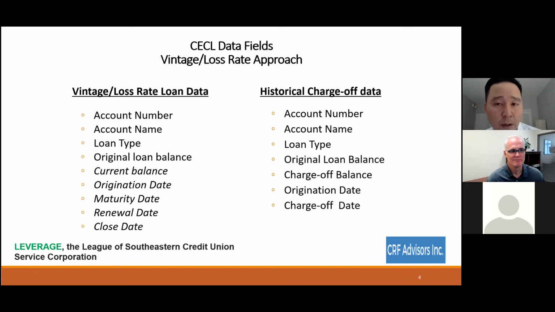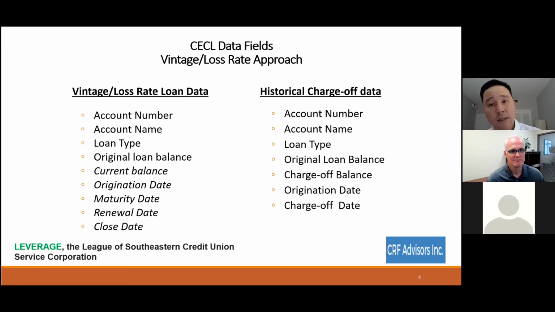Okay. On the right side is the charge-off data. In the event that you've had charge-offs, the main information that we want to obtain is the account number, account name, again the loan type, the original loan balance, what was charged off, the balance of the charge-off, the origination date, and the charge-off date.